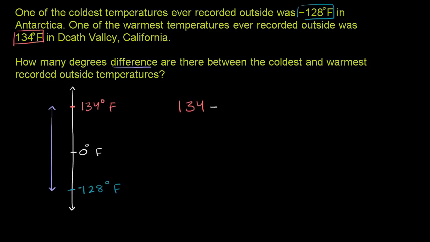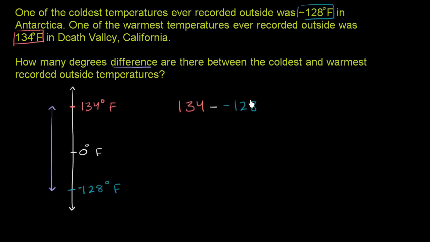You could subtract the smaller number, which is negative 128. So this is essentially saying what's the difference between these two numbers? It's going to be positive because we're subtracting the smaller one from the larger one. This is going to give you the exact same thing as this. Now there's several ways to think about it. One is we know that if you subtract a negative number, that's the same thing as adding the positive of that number, or adding the absolute value. So this is the same thing.